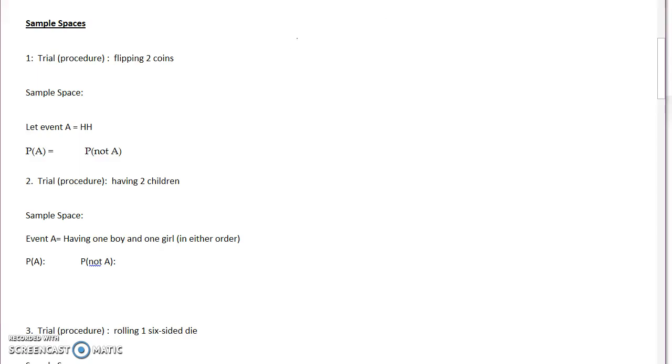Okay, so now we're ready to dive into sample spaces. Sample spaces are basically, we're going to list all the possible outcomes. I'm also going to go ahead and introduce another definition for us. We're going to look at tree diagrams to help us build sample spaces.